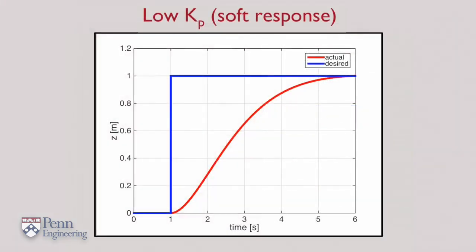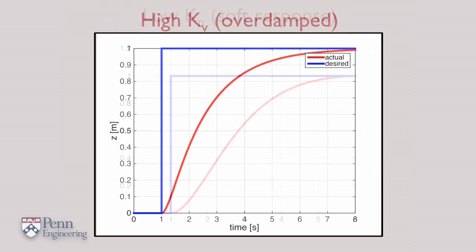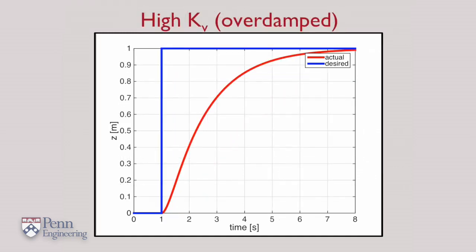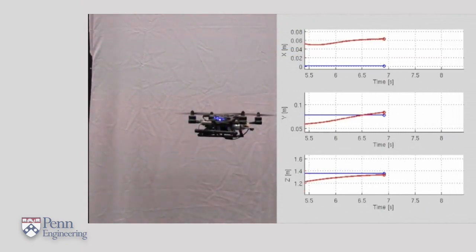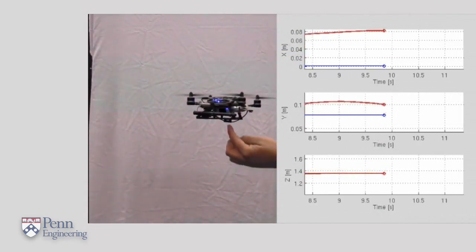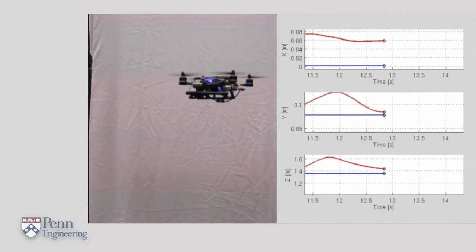If you turn down this proportional gain, you lose the overshoot, but instead you get a very soft response. And then, of course, if you turn up the derivative gain, the system becomes overdamped. So the overshoot disappears, but the system takes also a longer time in order to get to the desired position. And once again, this video illustrates this. The vehicle is displaced, and it takes a longer time to get back to the original position.